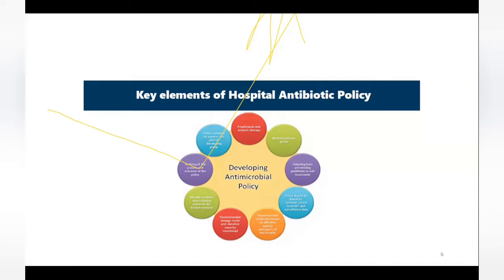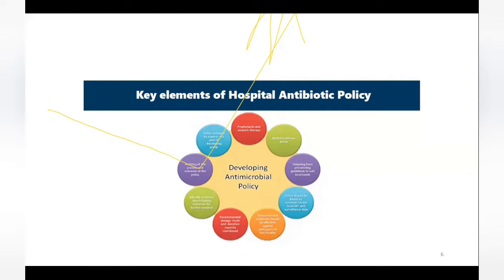Second, the antibiotic policy should be adapted from pre-existing evidence-based guidelines to suit the local needs. Now we have a national antimicrobial policy and the national antimicrobial resistance data also. So based on this antimicrobial resistance data and this national antimicrobial policy as a template, a particular healthcare setting should prepare its own antibiotic policy.